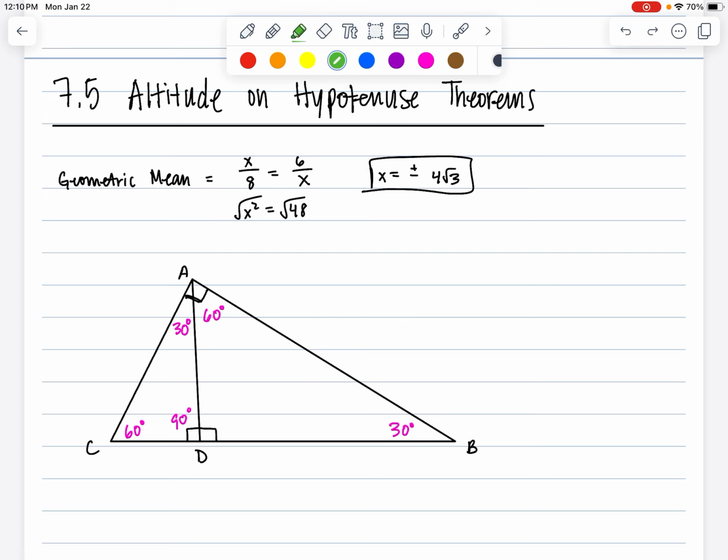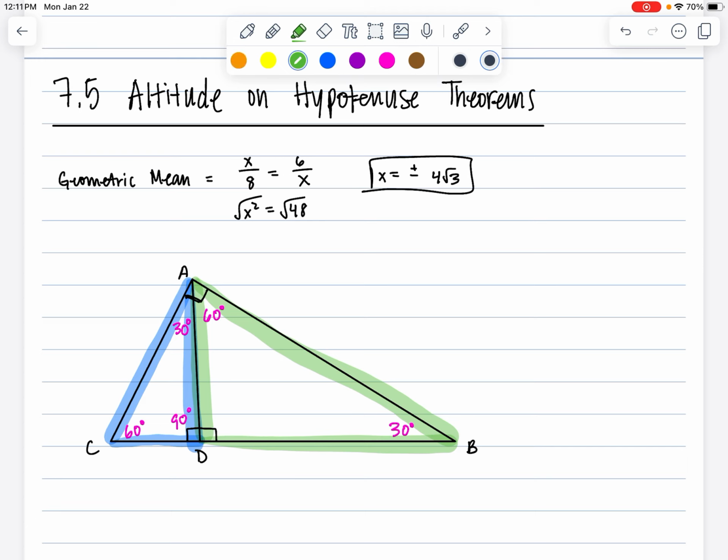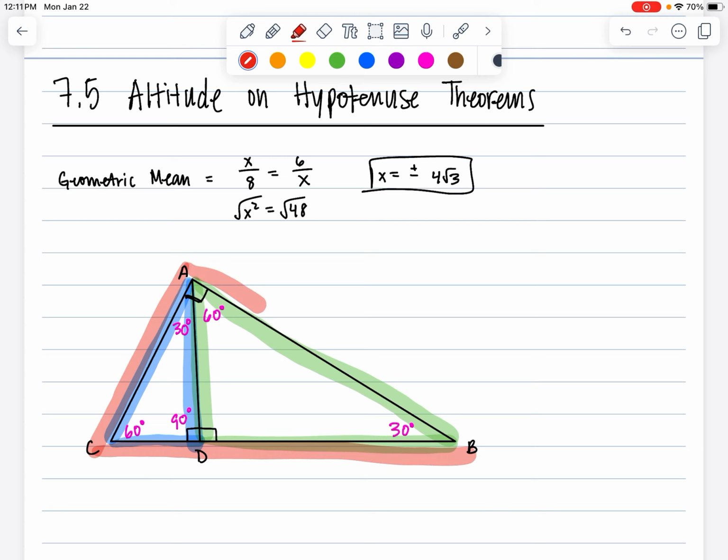So I'm going to break this up and highlight. Let's start with blue. I'm going to make this first triangle, and let's make this a little thicker. Blue triangle. We'll have a green one on the right. And then last but not least, we'll do a red one for the big triangle. Just going to outline this so we could see this a little bit better.